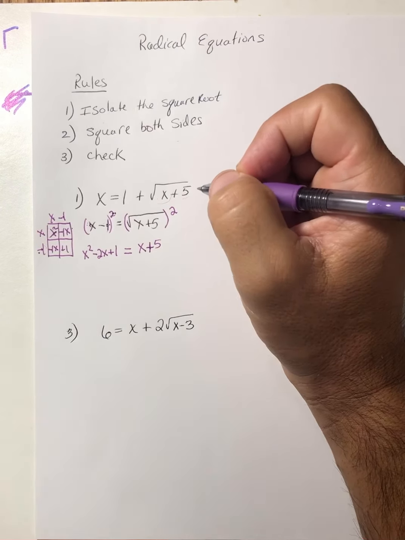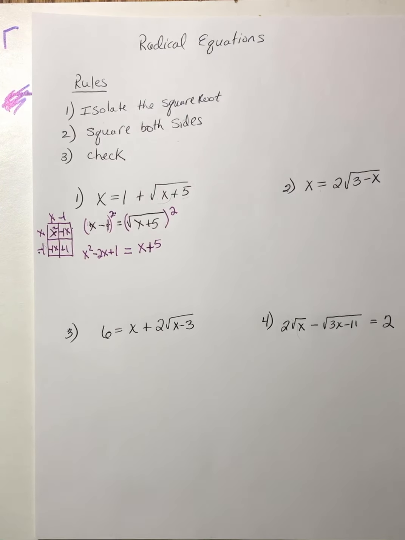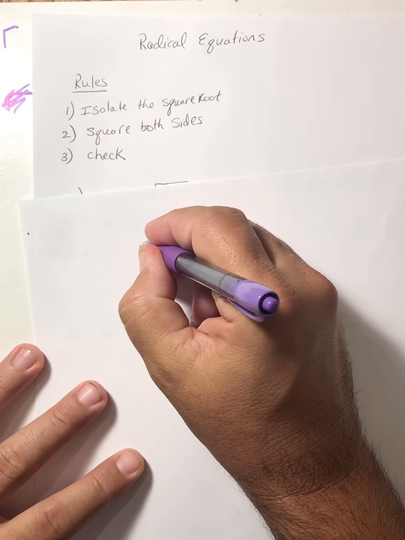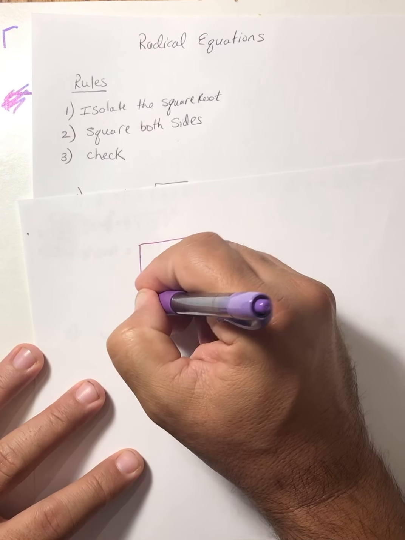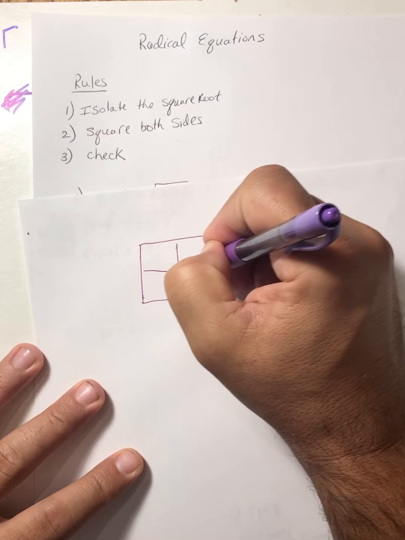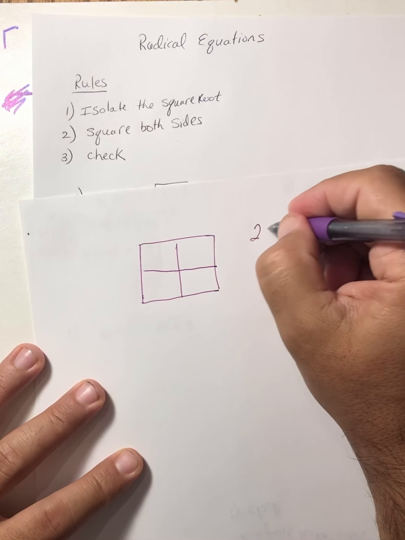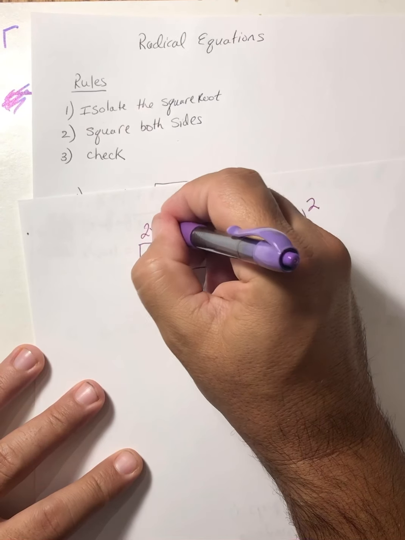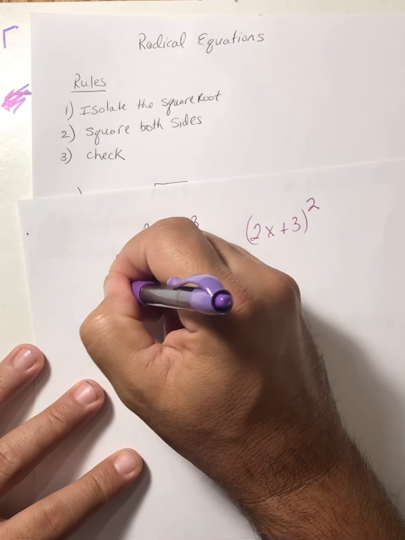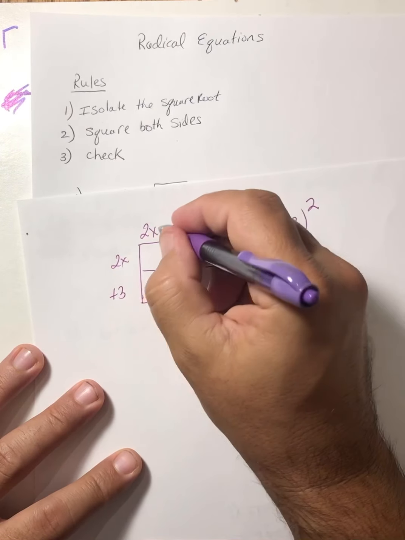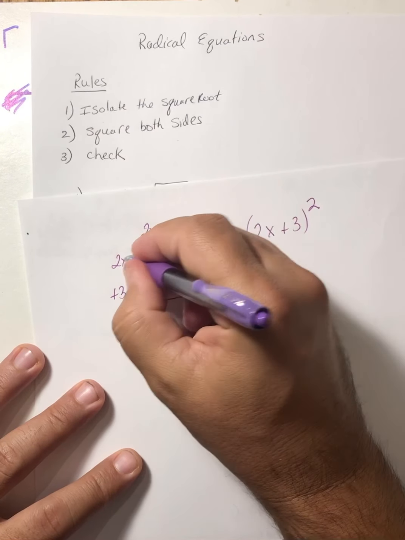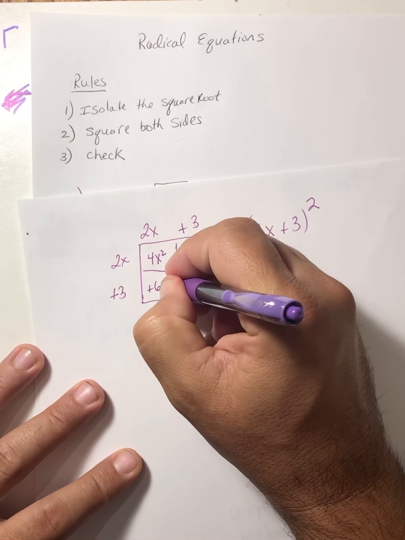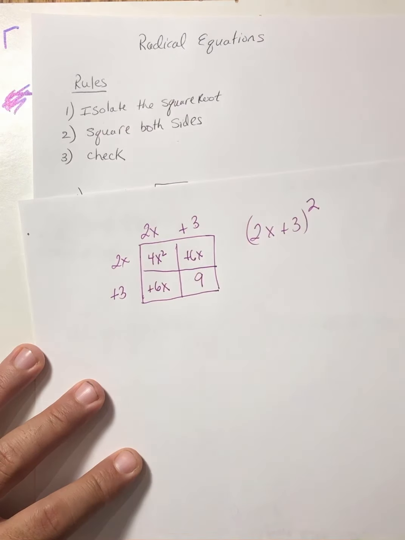We can do another one real quick. I'll show you. It's fast, it's easy. So we're going to do 2x plus 3 squared. I'll do it here first. So I have 2x times 2x is your 4x squared. 2x times 3 is plus 6x. 3 times 2x is another plus 6x. And then 3 times 3 is 9.